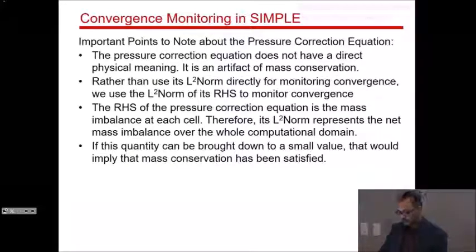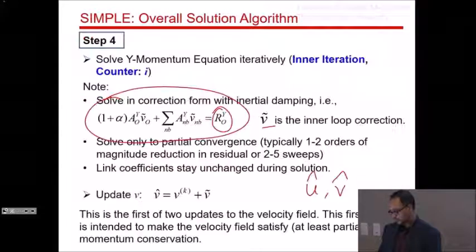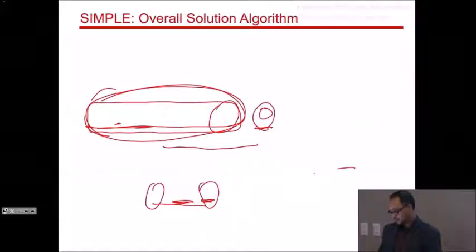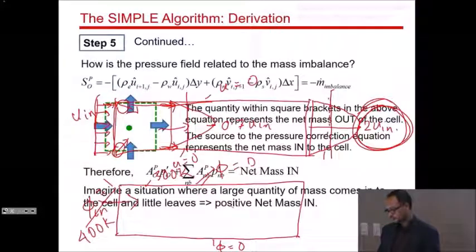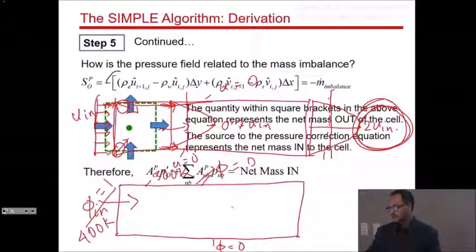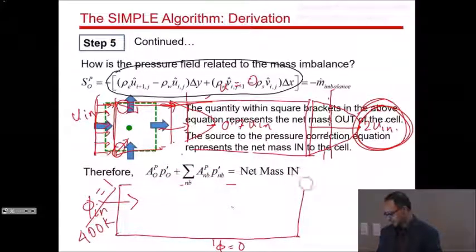Okay? So in other words, if you go back here, okay, right there, okay? So if I take this quantity here and calculate that at every outer iteration and monitor that, once that goes to 0, then that means I've satisfied mass conservation. So I don't really need to monitor the pressure correction equations. Let me just wipe this out so you'll see for yourself what's happening.